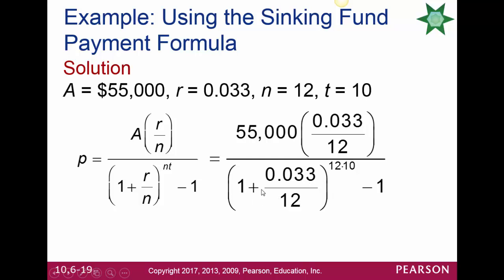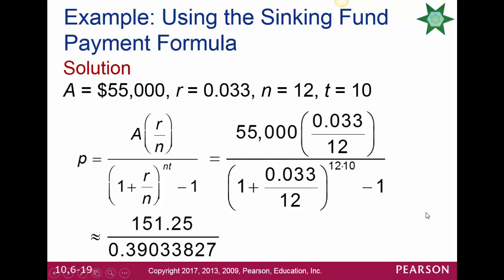Similar to what we've seen in the prior formula, we've got the 0.033 over the number of payments per year, and then it's going to be raised to the 12 times the 10. Now again, on this one, I would start within those parentheses to simplify those quantities there. And so what I did here was I divided 0.033 by 12 and then multiplied by the 55,000.